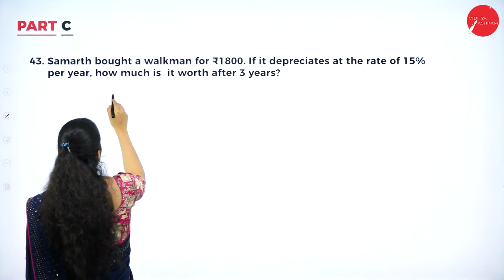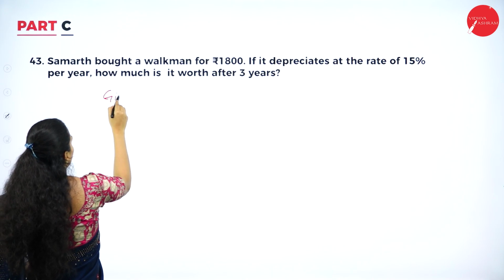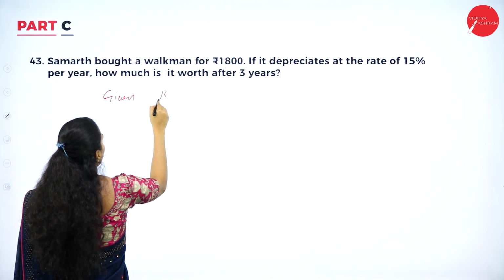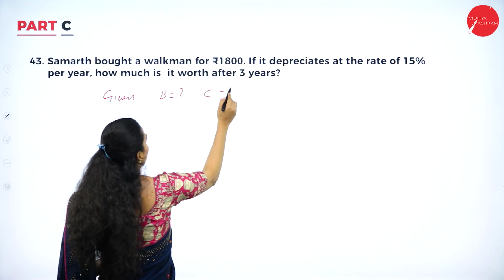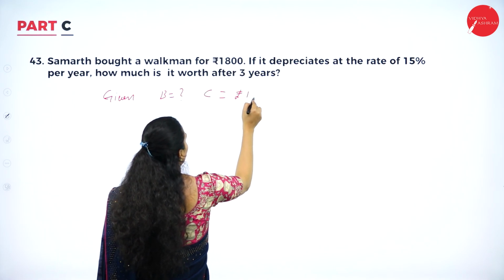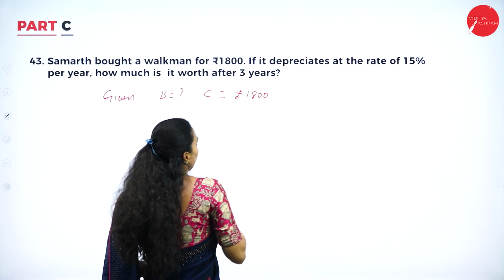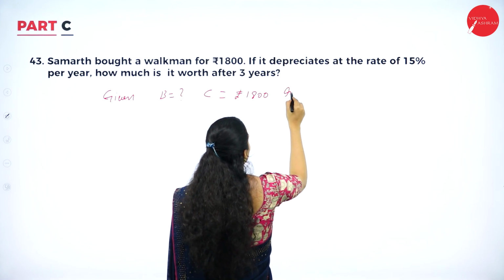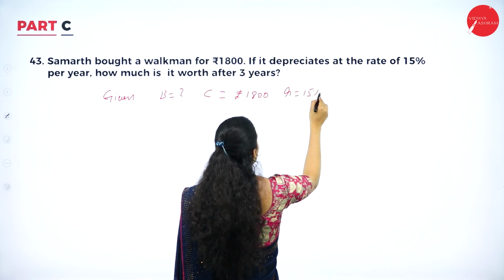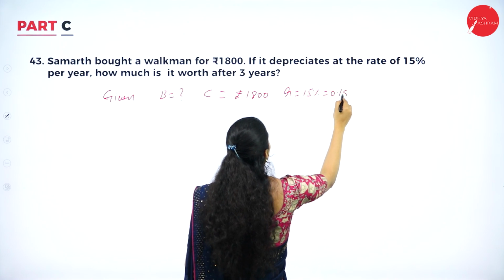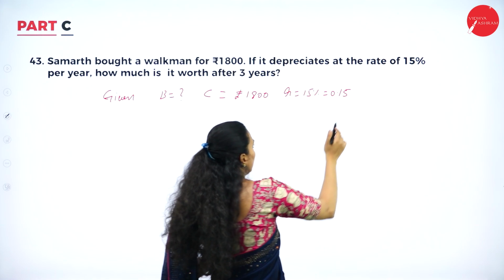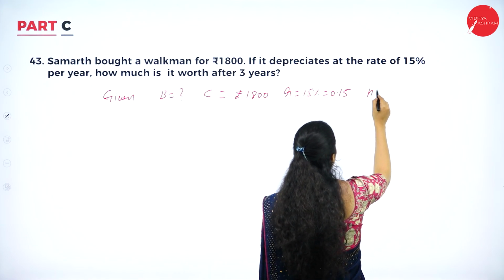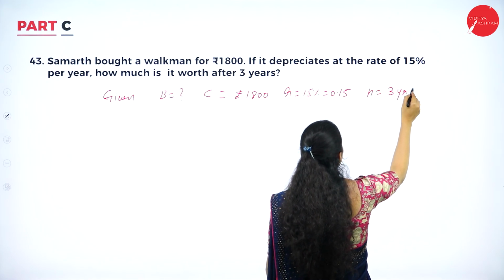B will be equal to. So first write down the given terms. You need to calculate what is B, okay? And then they have given C is equal to rupees 1800, and then R will be equal to 15%, which can be converted as 0.15, dividing by 100, and it is worth after the number of years, which is nothing but 3 years.